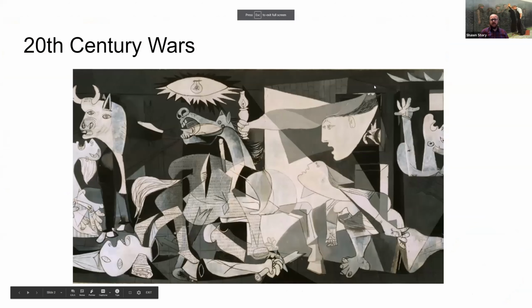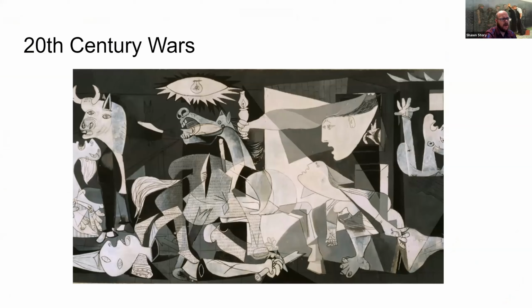20th century wars. This is a painting by a Spanish painter named Pablo Picasso. Pablo Picasso is a very famous painter known for his cubism and impressionism in Spanish art. And this is a painting called Guernica, where he is portraying the bombing that happened in northern Spain during the Spanish Civil War that was happening right before the precursor of World War II.